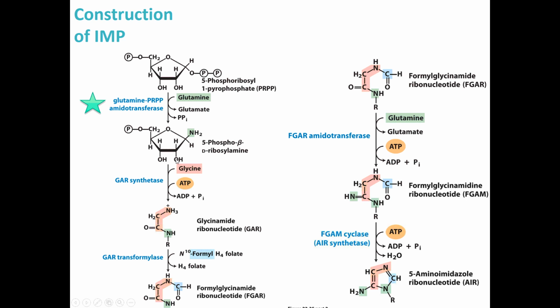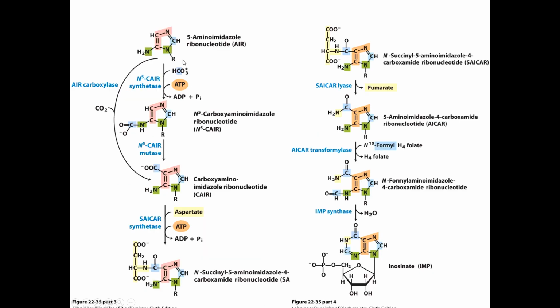So we continue through the steps, adding a glycine, then a carbon by way of this formate derivative, then a nitrogen again. A little bit of ATP allows us to close our ring. We continue. Bicarbonate gives us another carbon.